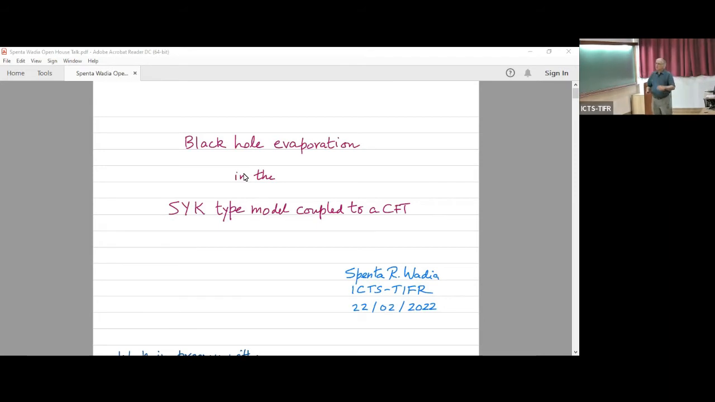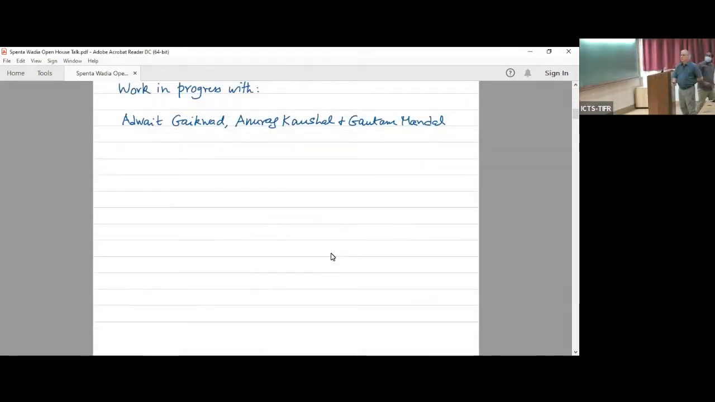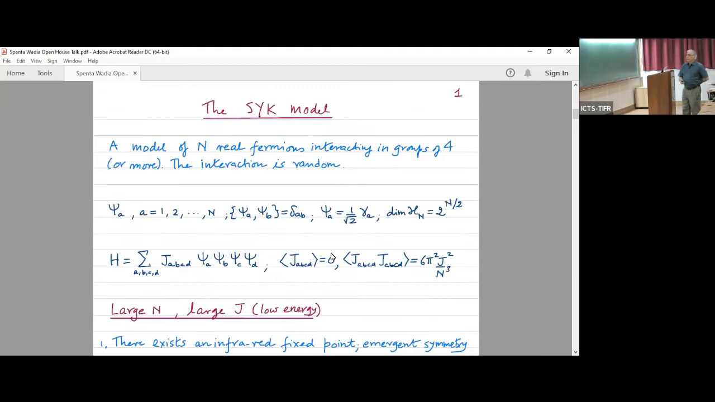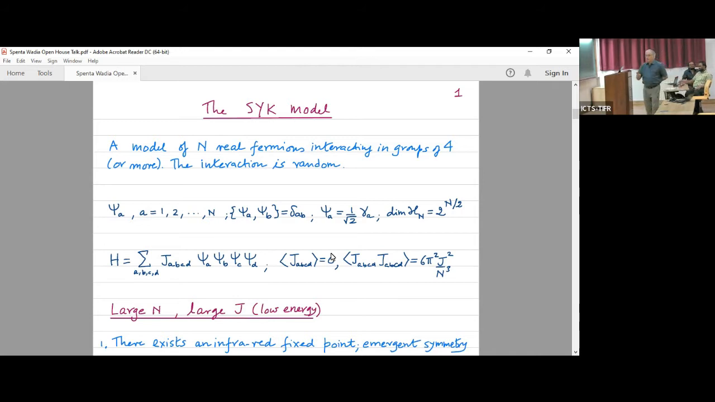So I'm going to talk about the black hole evaporation problem, and attempts to solve it in the SYK type models coupled to a conformal field theory. This is some ongoing work with these authors, Advait and Anurag and Gautam. I'm happy that Victor and Omkar gave talks before me, so I will very quickly review the basic material to lead up to what we are doing.